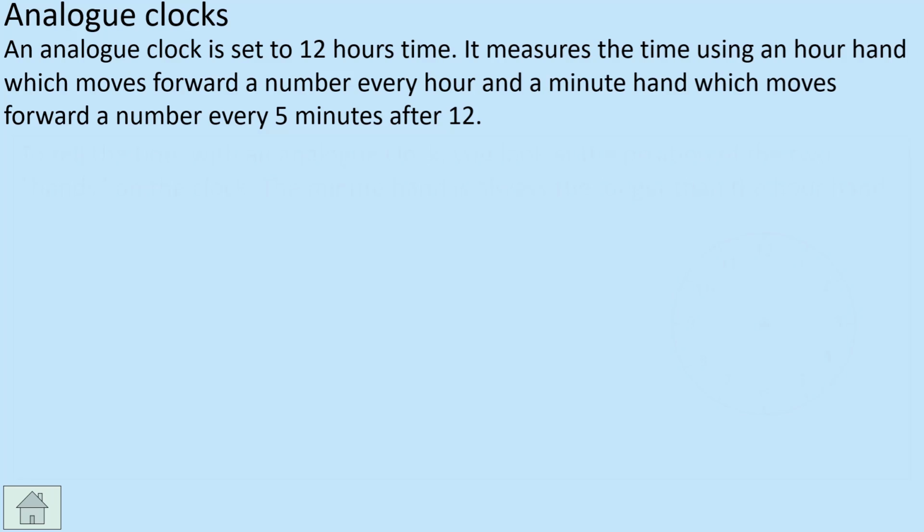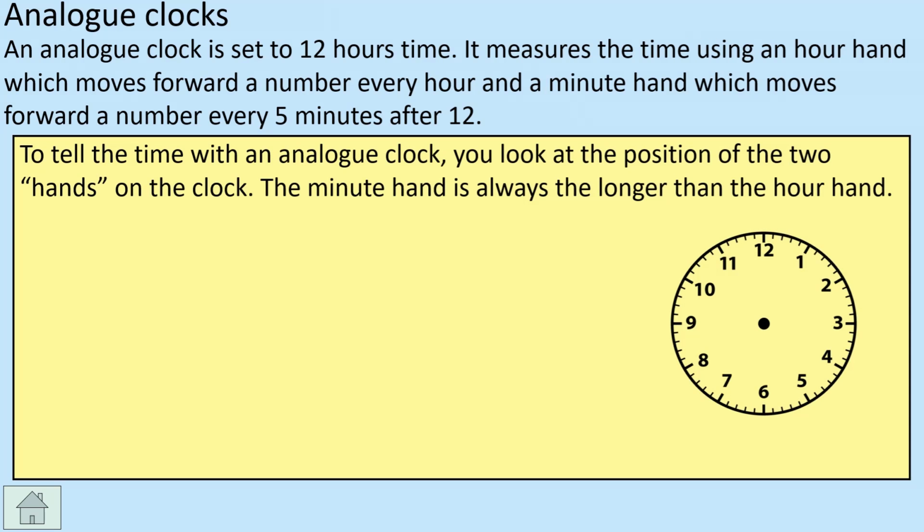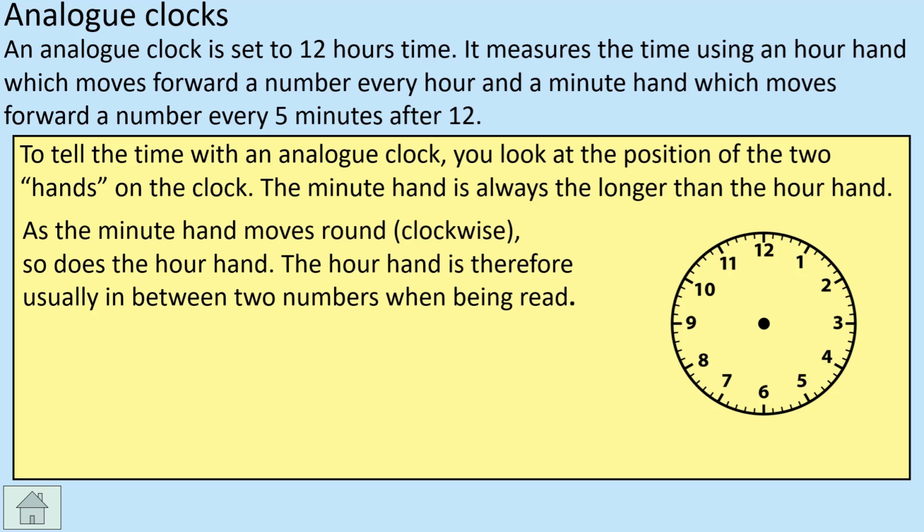All right, probably best to have a look at some examples and see what it looks like. So when you're telling the time with an analog clock, you look at the position of the two hands on the clock. The minute hand is always the longer one, which of course means the hour hand is the shorter one. So that's always the case in all analog clocks. When you're identifying the time, they're the two key things: the minute hand is the longer one, and the hour hand is the shorter one.